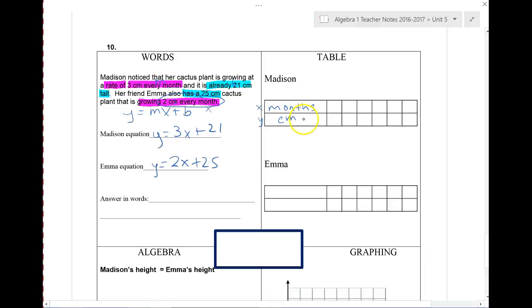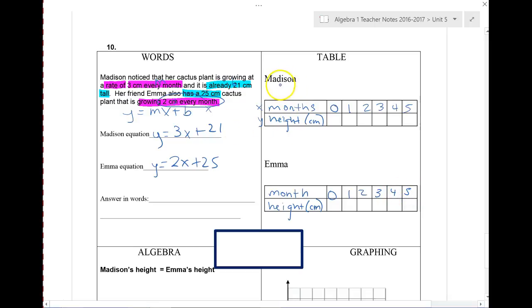You could actually just write height. So I'm going to write height, because that's how tall it is, and then I'll put centimeters in parentheses, because that's what we're measuring it in. And it'll be the same down here for Emma's plant. Now when we start with time, we always start at 0. Remember that. We always start at 0 on the x column. Then it's going every month, so it's going by 1: 1, 2, 3, 4, 5.